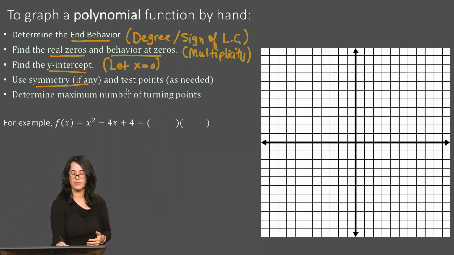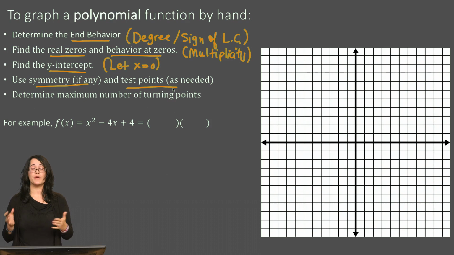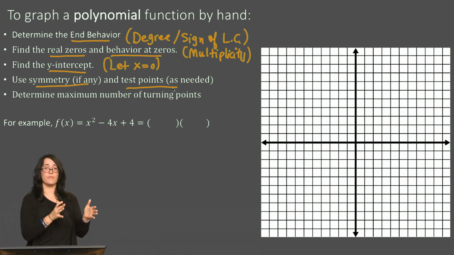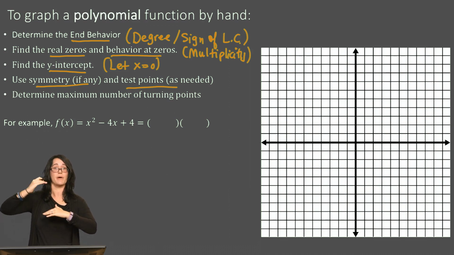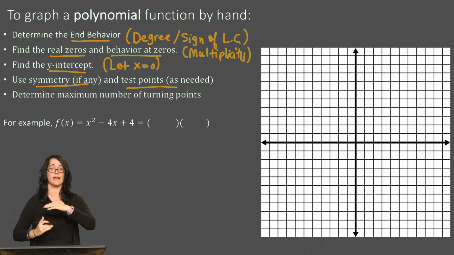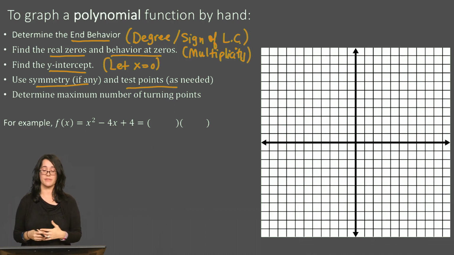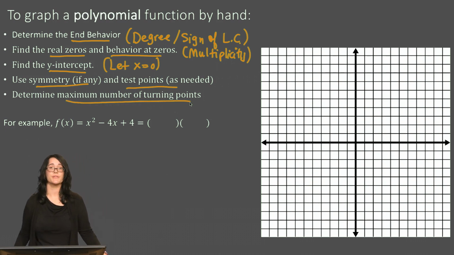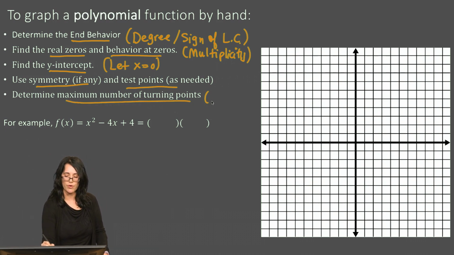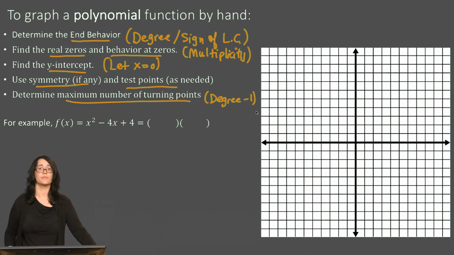Test points. If you need them, you can always pick an x value in one area of a graph, plug it in as your input to your function's equation. It spits out an output, and that would give you an idea in that region of the graph, am I above the x-axis or am I below the x-axis? So you will get some practice in the homework with that as well. And finally, the maximum number of turns, that was always the degree minus 1. So 1 less than your degree.